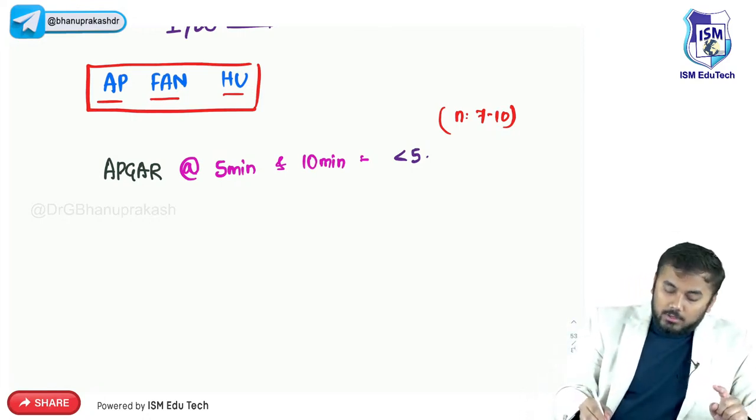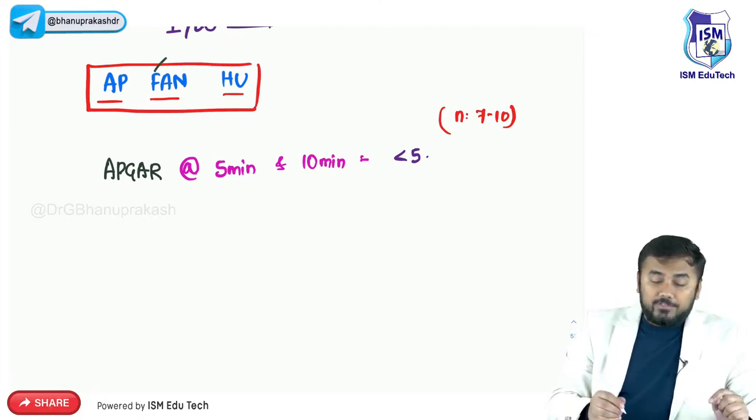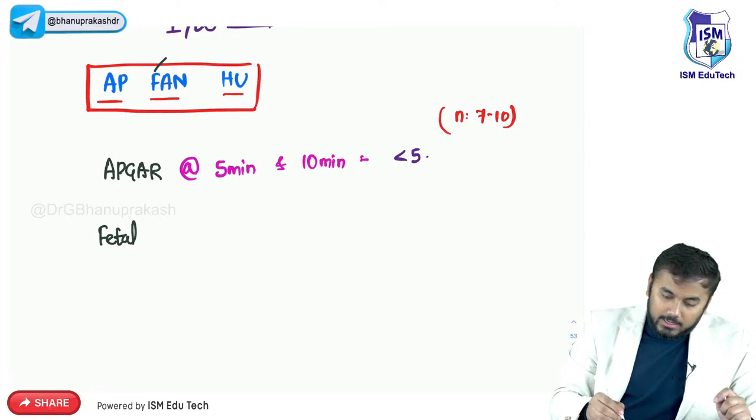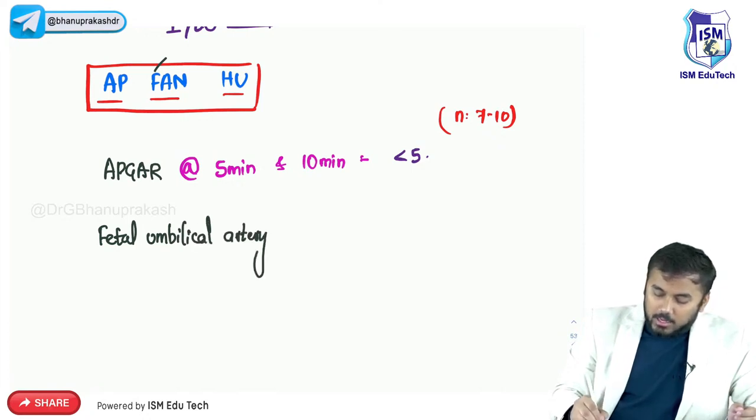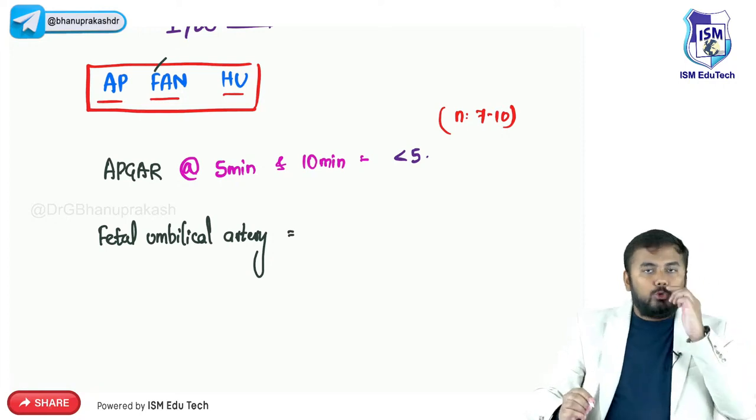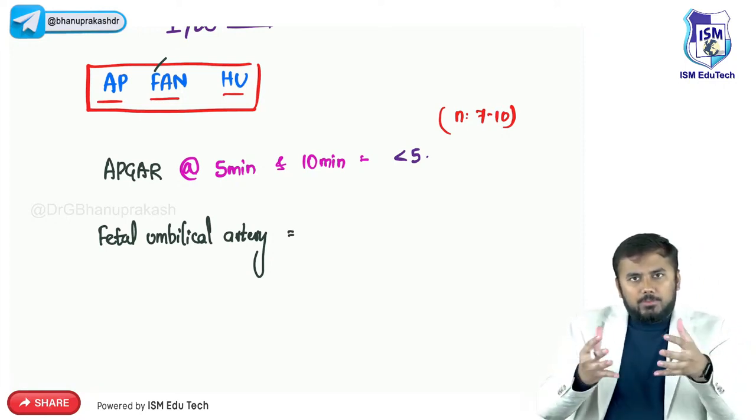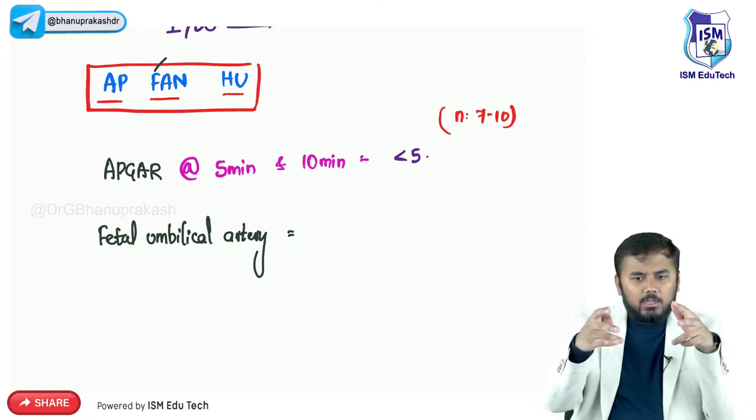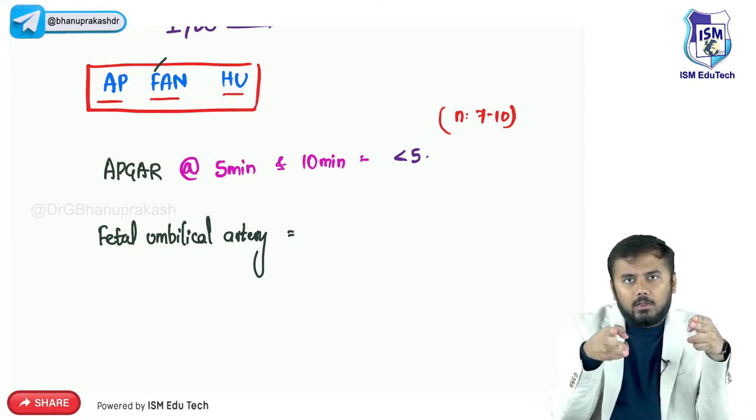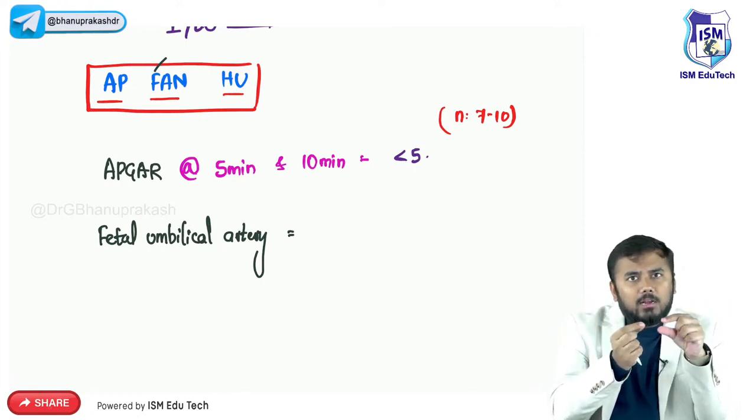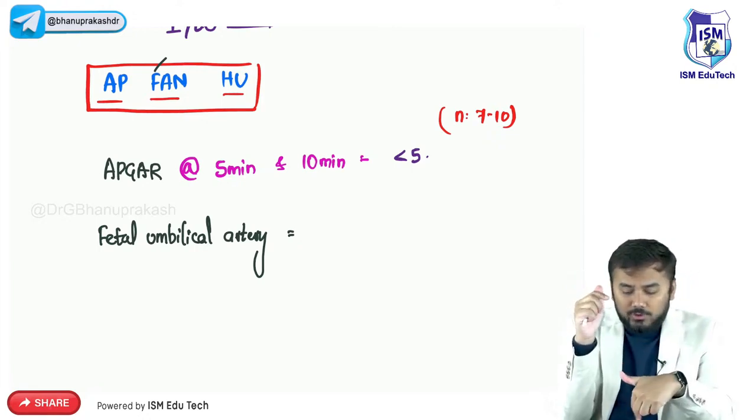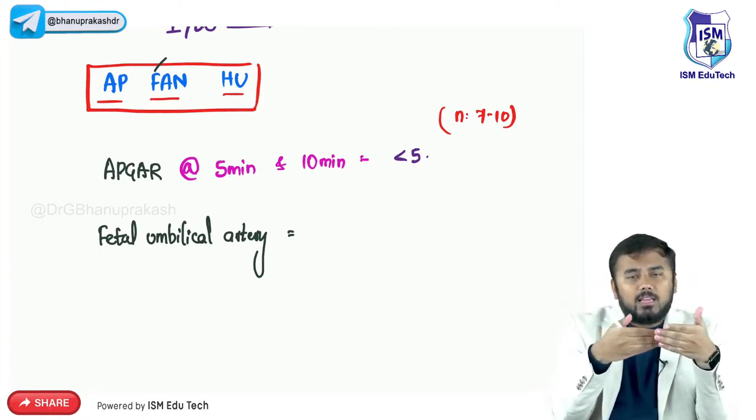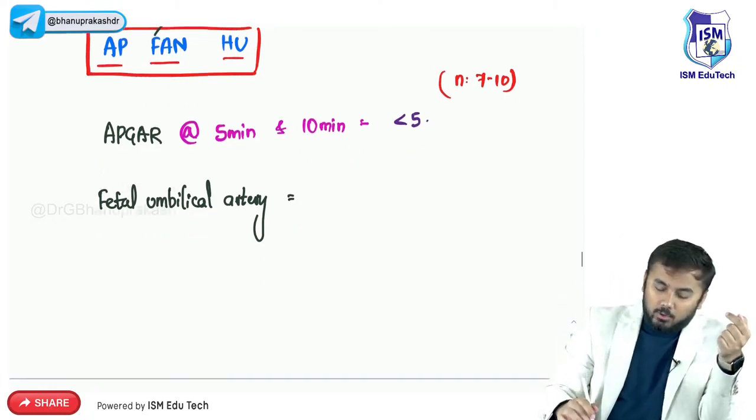Not only Apgar score, there are other important things. F stands for fetal umbilical artery. In this, you have to check the pH. Once the infant has been delivered, you clamp and cut the umbilical cord. When you cut it, you can take a blood sample from the umbilical cord and send it to the lab. That is what is called the fetal umbilical artery. In the lab we will get to know the pH.